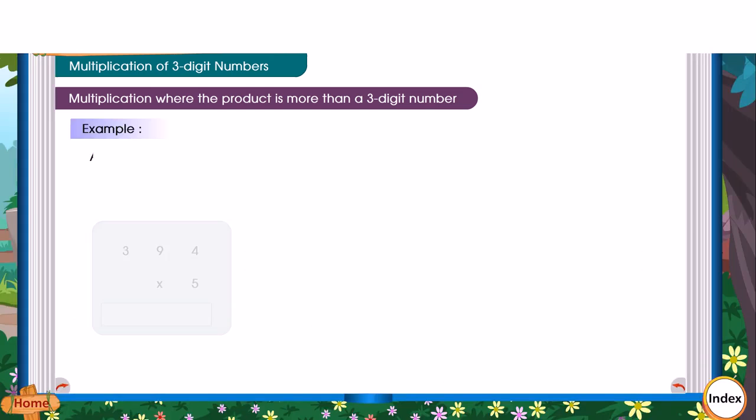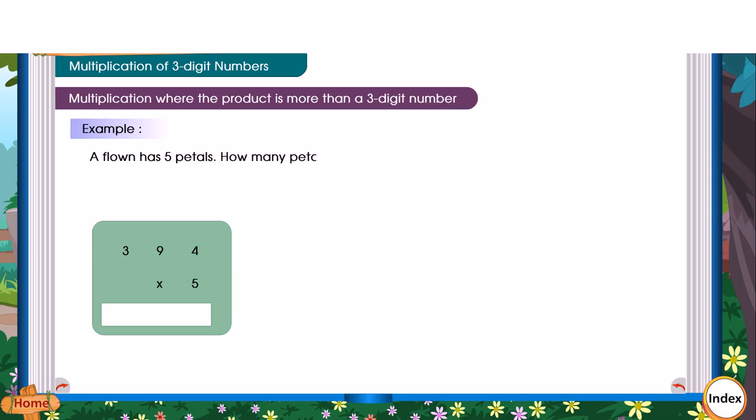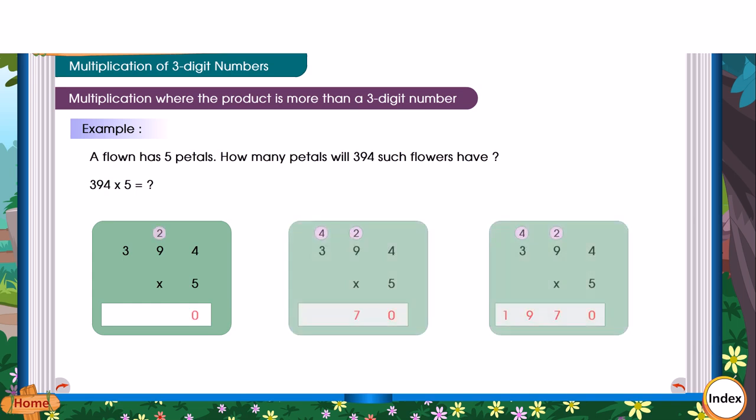Example. A flower has 5 petals. How many petals will 394 such flowers have? 394 into 5 is equal to how much? Answer. 394 flowers will have 1970 petals.